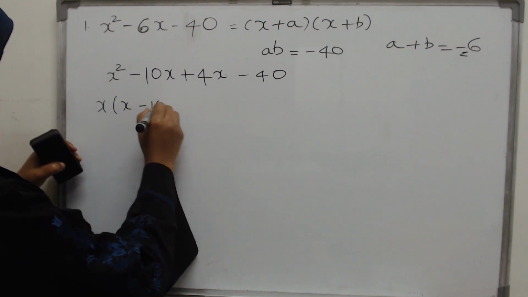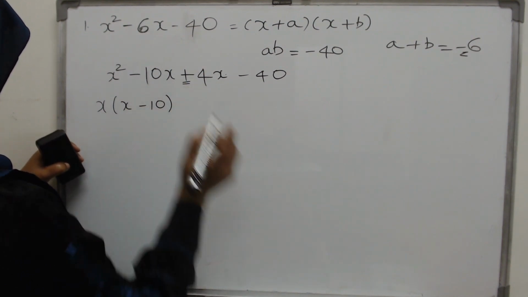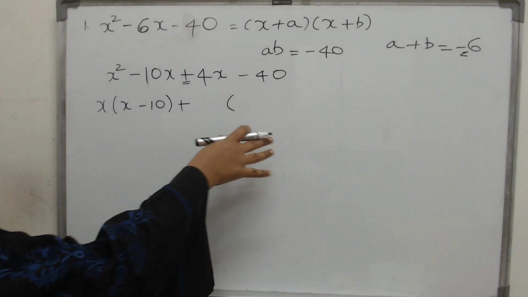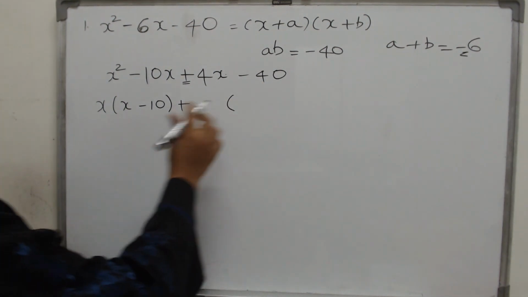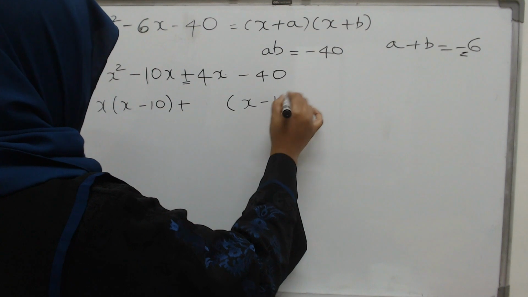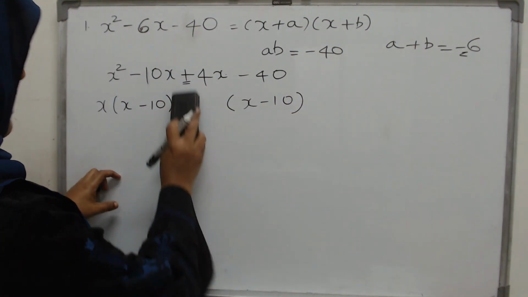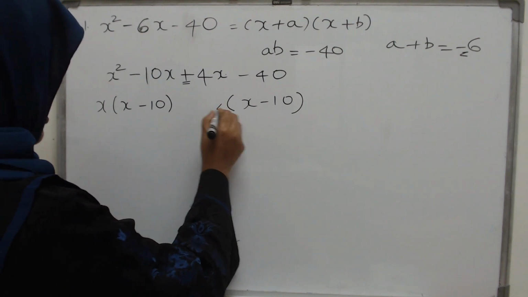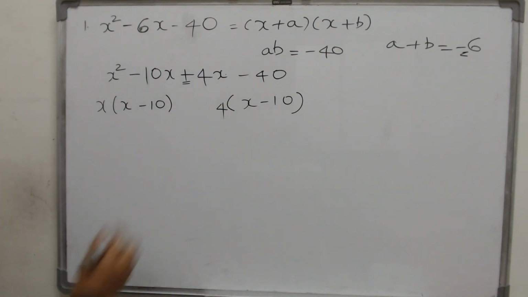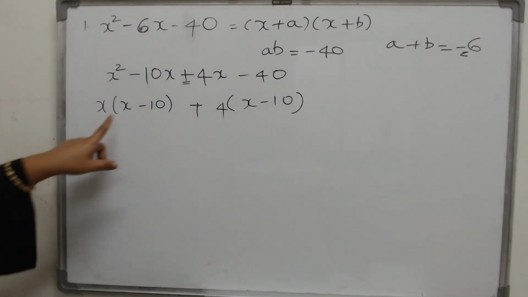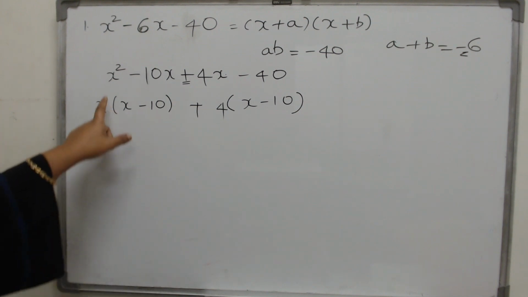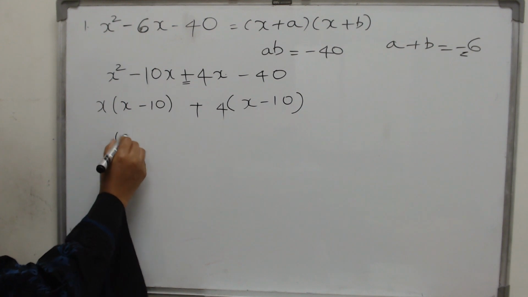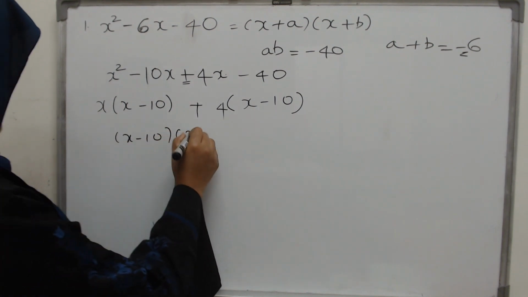Just x. Here, don't forget to put the plus here. Plus, what should come inside the bracket? Exactly this should come. X minus 10. How will you get it? What do you have to take out so that from 4x you get x? You have to take 4 out. There. See? You have 2 terms. Both have x minus 10 in common. So there you have x minus 10 and x plus 4.